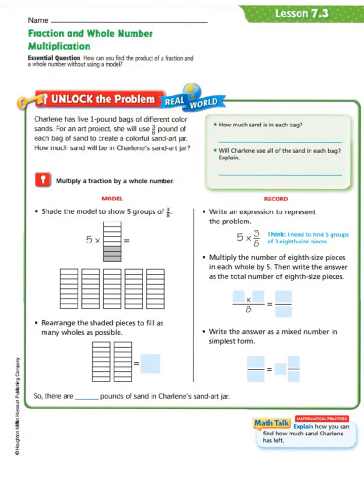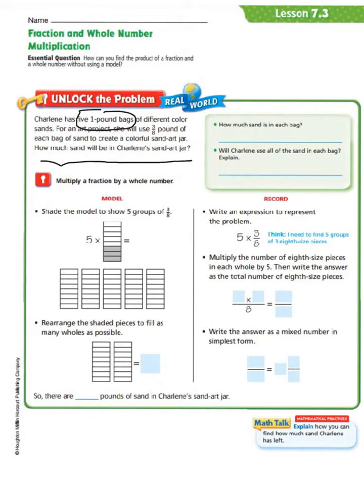The very first thing we need to do is figure out what our question is within our word problem and underline it. It says, how much sand will be in Charlene's sand art jar? So we need to figure out how much sand there will be all together. Let's go back and look at some other key information. It says Charlene has 5 1-pound bags of different colors. That's a key thing. We'll circle that: 5 1-pound bags of different color sands.